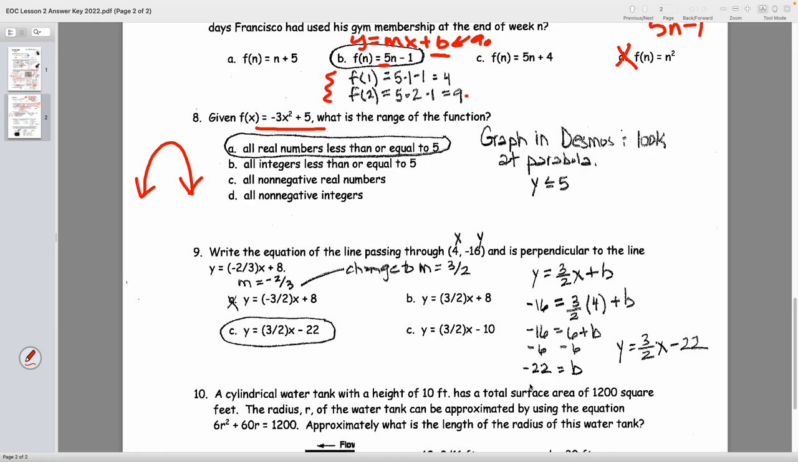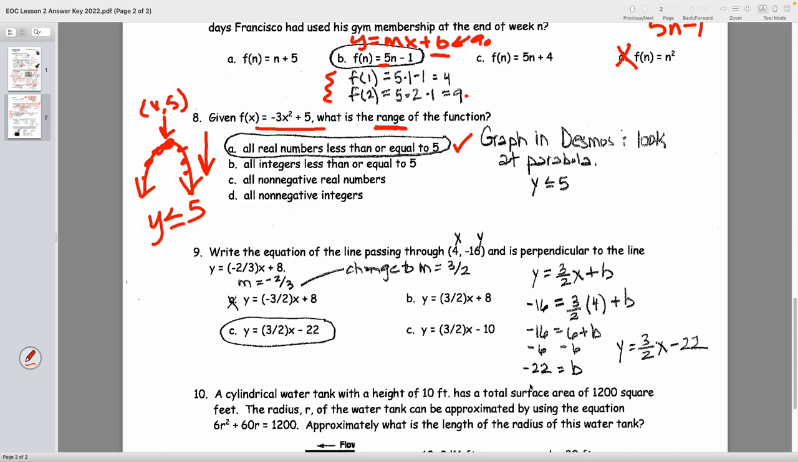Now, you already know what range means. It's all the y values. Well, when you look at this parabola that is graphed, the highest value right here is, I don't know what the x value is, but the y value is 5, which means all the points on this parabola, the y value, has to be 5 or less because they're all going downward, okay? So A is the choice you would want there. That would describe all the correct y values of that graph.